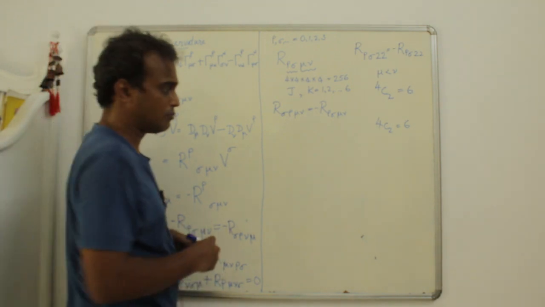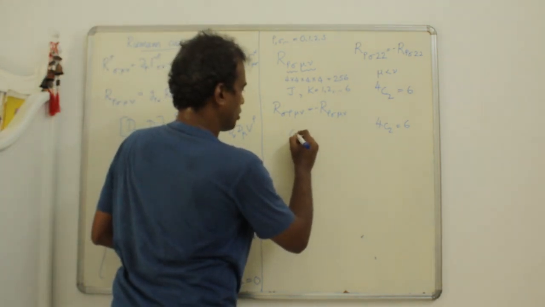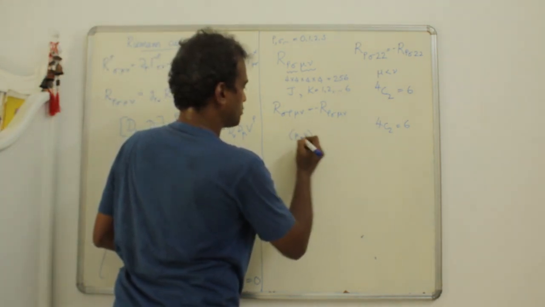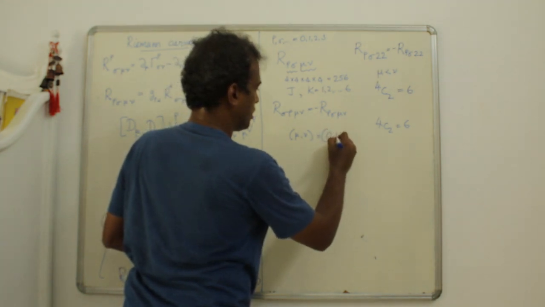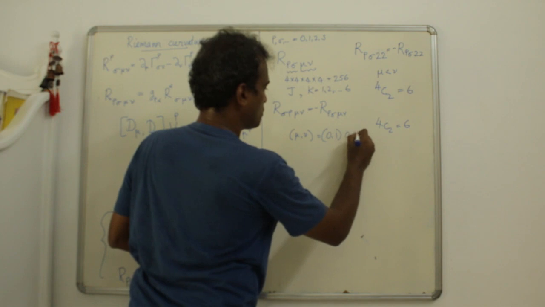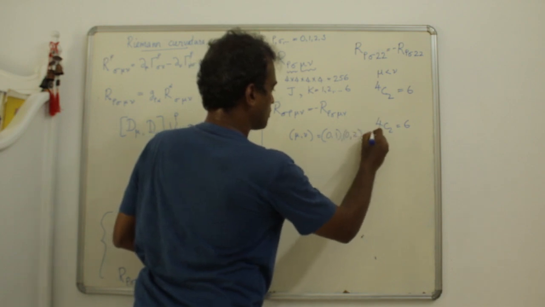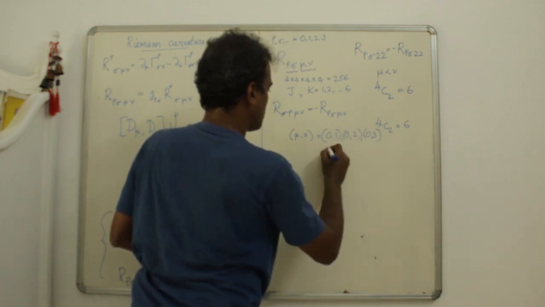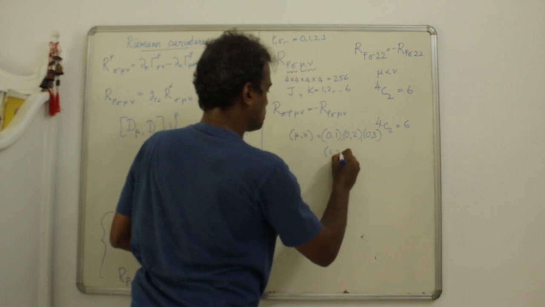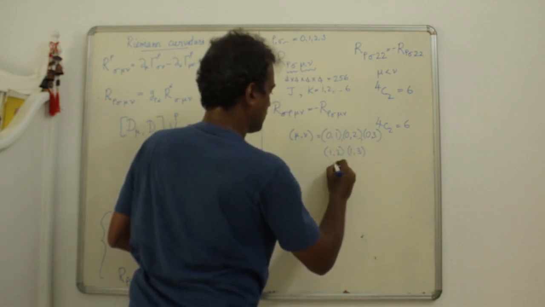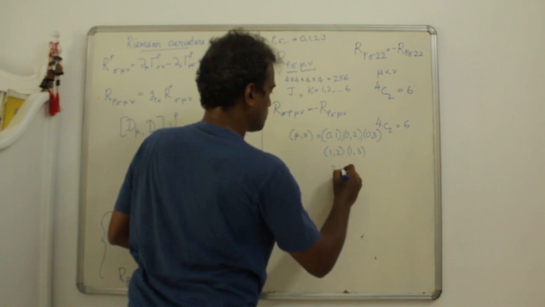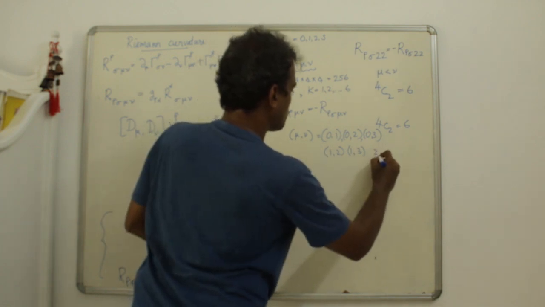Now it's clear what possible combinations we are talking about. Just to make it more clear, I'm talking about the combinations of values mu nu equal to, let's say, 0 1, 0 2, 0 3, then 1 2, 1 3, and last 2 3.